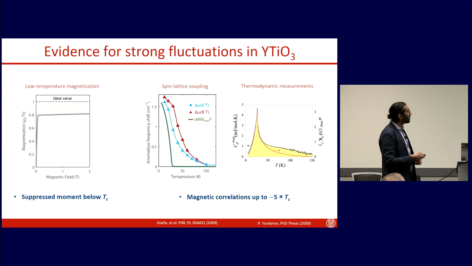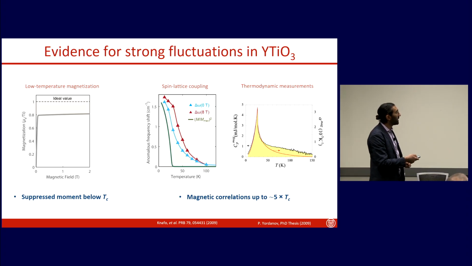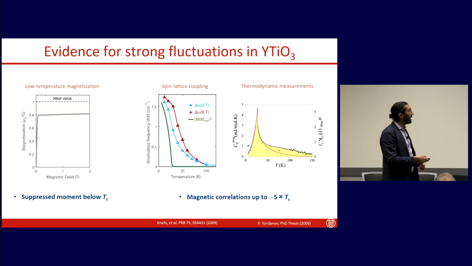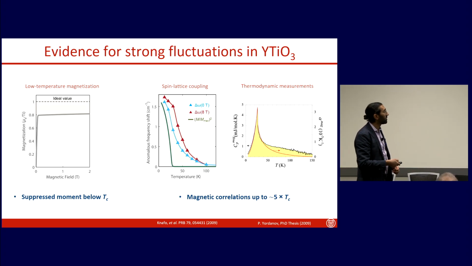Moreover, in various thermodynamic measurements, you find that, for example, the magnetic contribution to the specific heat and the magnetic contribution to lattice expansion extend out to temperatures that are up to 100 Kelvin or more. So that's about 5 times Tc.